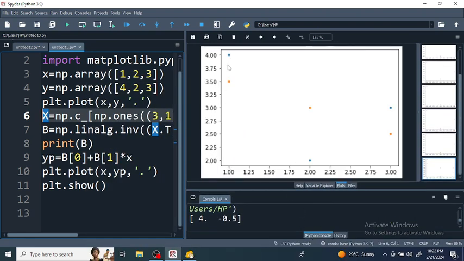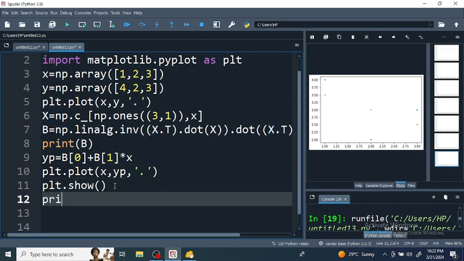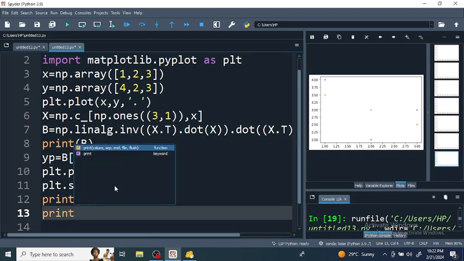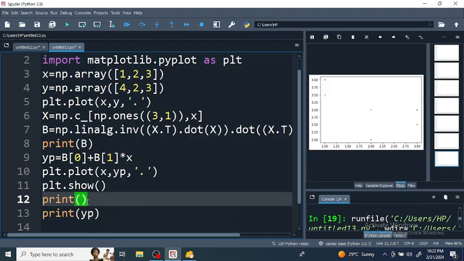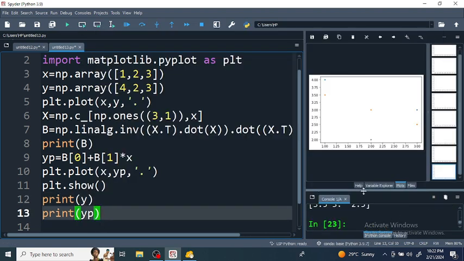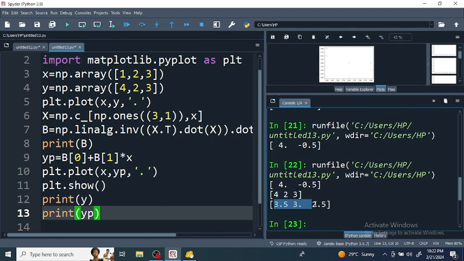the blue dots represent the actual values, and these dots are the predicted values. If you print x, y and yp, you can see here these are the actual values 4 2 3, and 3.5 3 2.5 are the predicted values.